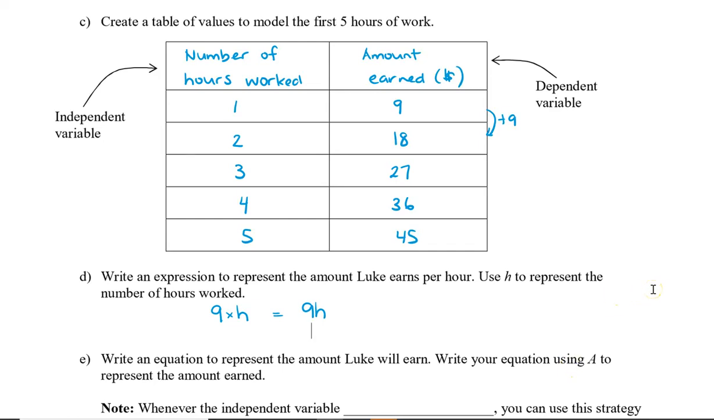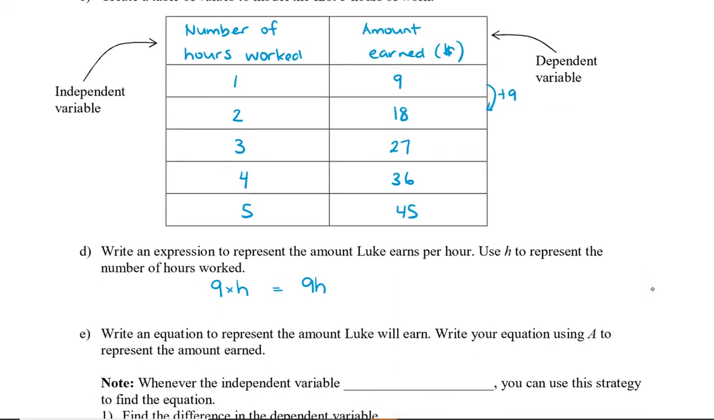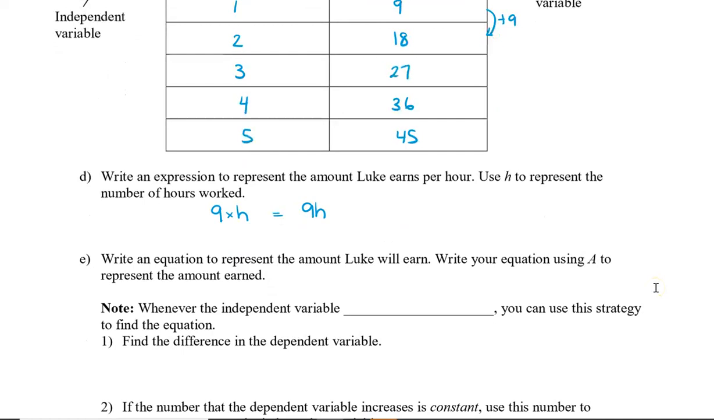Now that we have the expression, I want to write an equation to represent the amount Luke will earn. Write your equation using A to represent the amount earned. Now, I have a note here. So whenever the independent variable, which is the numbers in the first column, increases by 1, and you can see that's what's happening over here. So it keeps increasing by 1. We go 1, and then we add 1 to get 2. We add 1 to get 3, and so on. Adding 1 to get 4, and adding 1 to get 5. So whenever the independent variable increases by 1, you can use this strategy to find the equation.